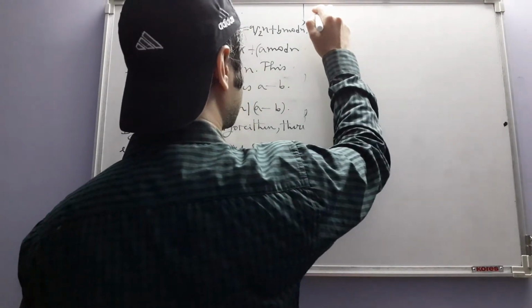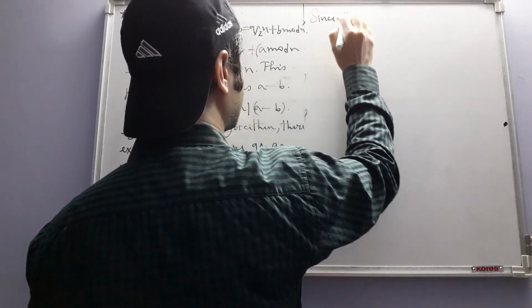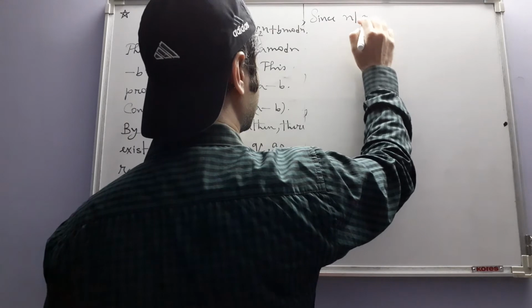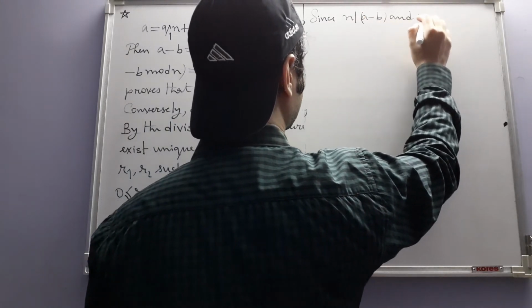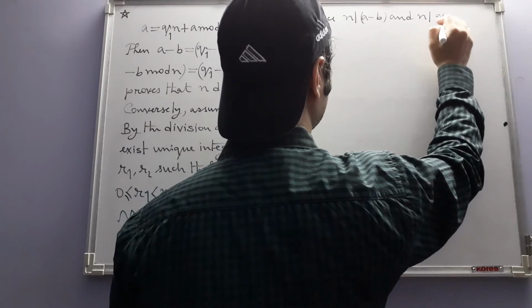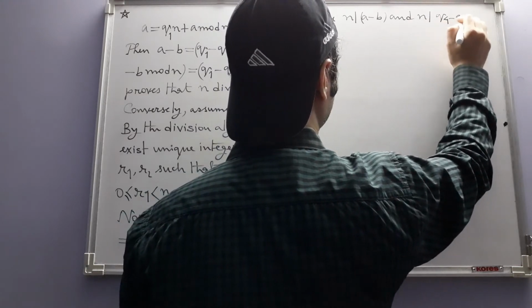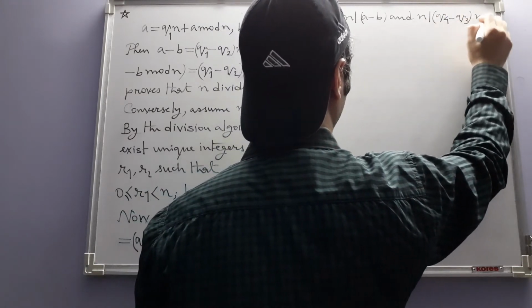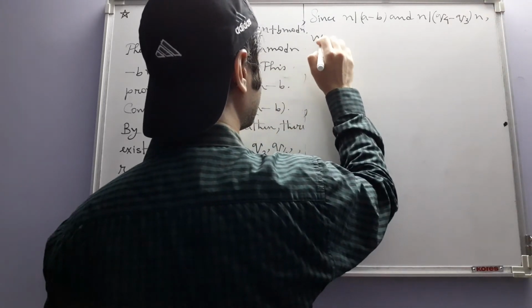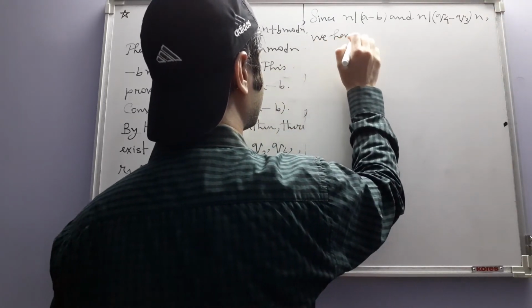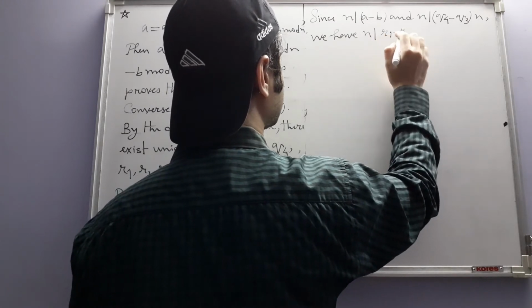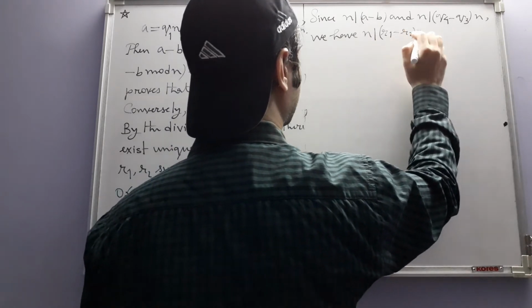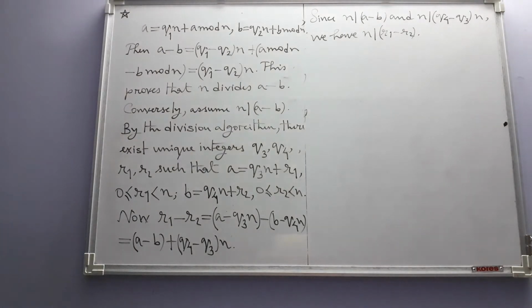Okay, since n divides a minus b and n divides (q4 minus q3) times n, we have n dividing r1 minus r2. Okay.